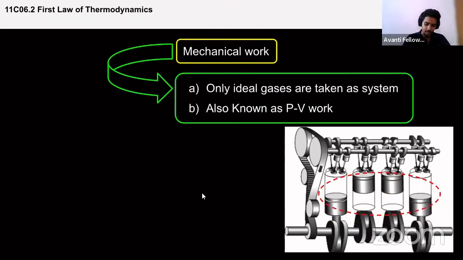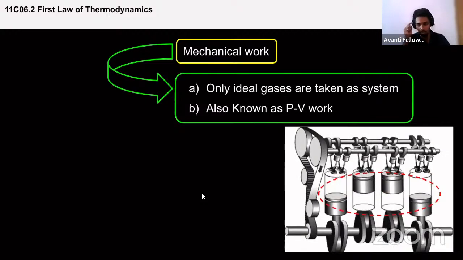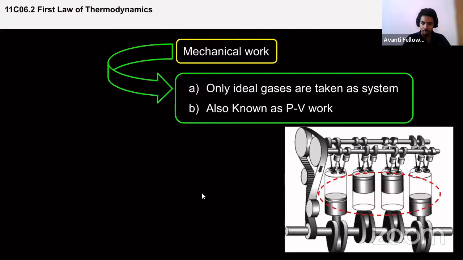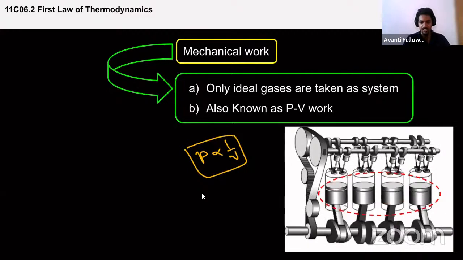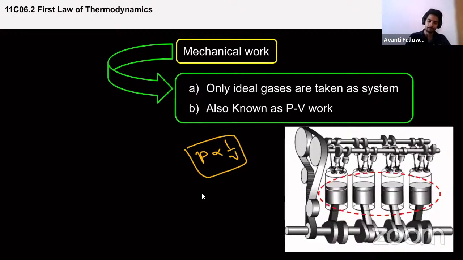Now, only ideal gases are taken as a system just for our simple calculations. If you take a real gas, there are a lot of complications. As you know, this is a PV graph, PV work, right? As pressure increases, volume decreases; P is inversely proportional to volume. Where did we learn this? In states of matter, in Boyle's law. As the pressure increases, volume decreases. As the volume increases, pressure decreases. The same thing happens in the pistons also. By using this, we move the pistons up and down, and at last the work is done as the wheels rotate.